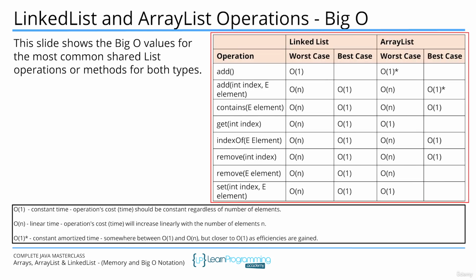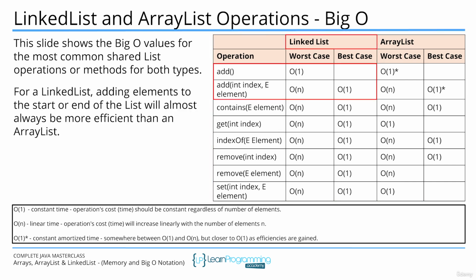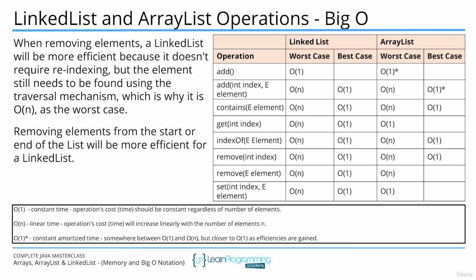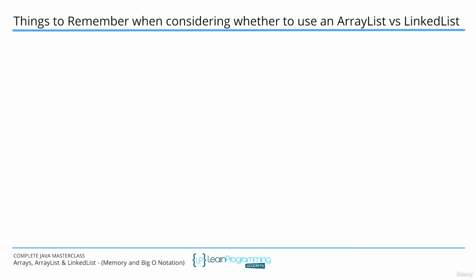This slide shows the big O values for the most common shared list operations or methods for both types. For a linked list, adding elements to the start or end of the list will almost always be more efficient than an array list. When removing elements, a linked list will be more efficient because it doesn't require reindexing, but the element still needs to be found using the traversal mechanism, which is why it is O(n) as the worst case. Removing elements from the start or end of the list will be more efficient for a linked list. So let's review what all of this means.